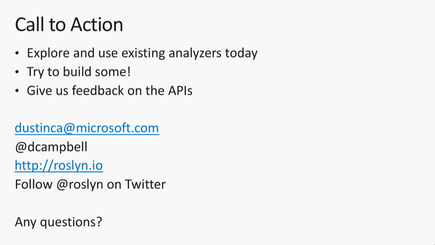So that's just a quick look at how we build an analyzer. It doesn't take a lot of work. Again, both of those were around or under about 20 lines of code. And there are tools out there to help you do that, like a syntax visualizer. Now, the call to action for you guys who are watching: explore and use some of the existing analyzers that are out there. There are a lot out there. Some of the CodeCracker stuff and StyleCop analyzers. There's a number of analyzers that the community is building and that we are building. Or try to build some yourself and give us feedback. There's some contact info for you, and thanks for watching.